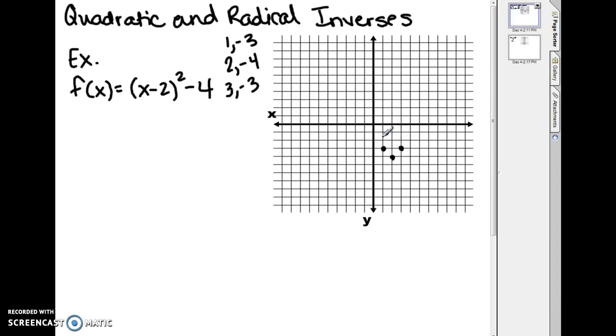Okay, now if you want to get more points, you're welcome to get more points, but get at least 3. And the reason I picked those is because I see that it goes down and comes back up. And I see the U. So now I'm going to kind of sketch my graph here.